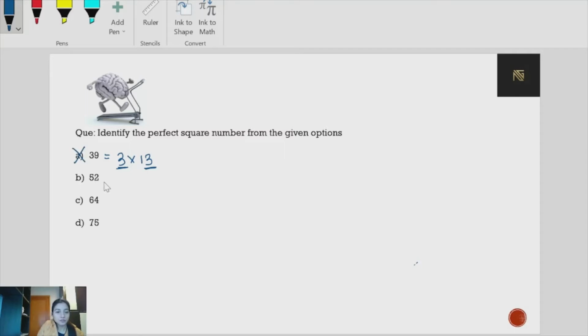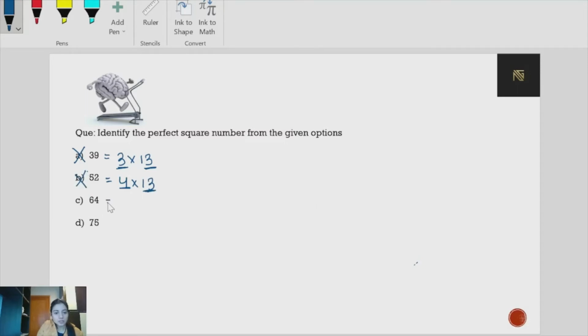Now check for 52. We will get 4 times 13. Here also we are not getting same numbers. So 52 is not a perfect square number.